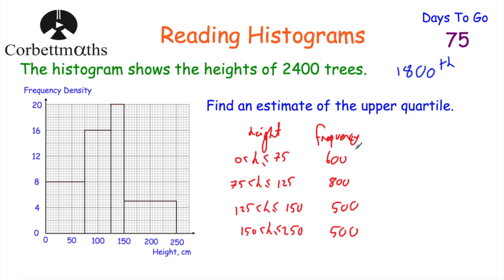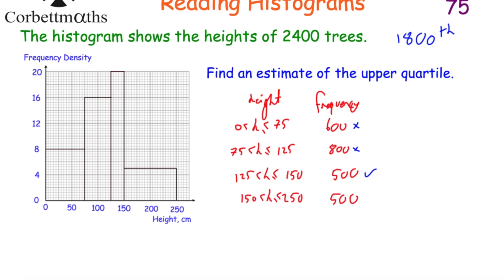So is the 1,800th tree in here? No. Is the 1,800th tree in here? Well, we had 600 and another 800 would be 1,400, so no. If we have another 500, that's 1,900. So would the 1,800th tree be in here? Yes, it would be. So we're looking for the 1,800th tree, and it's going to be in here. So again, you could draw a line, and I'll talk about that in a moment, but what I'm going to do is I'm going to use linear interpolation.